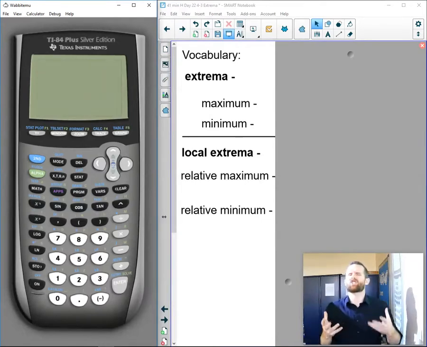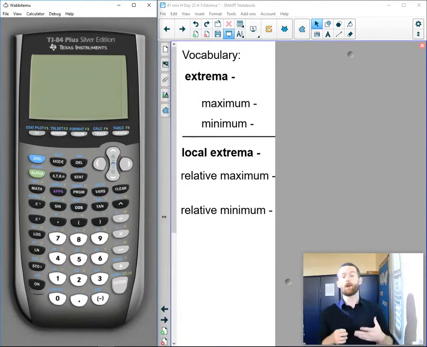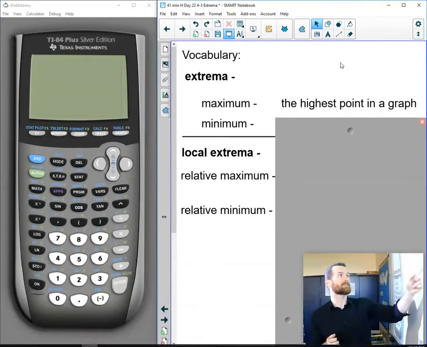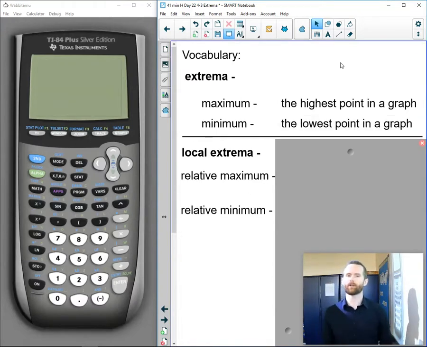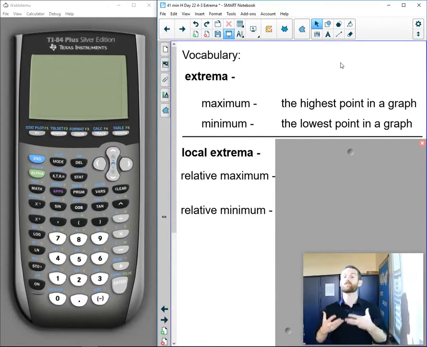Whether or not you've heard the word extrema before, you actually have already done at least some work with extrema, because all extrema means are maximum or minimum values. And hopefully we know what the maximum is. That's the highest point in a graph. And the minimum is the lowest point in a graph. So whenever we're talking about maximums or minimums in a graph, we're actually talking about extrema. That's what the word extrema means. It just sort of encompasses both.